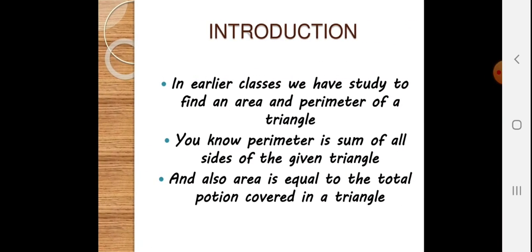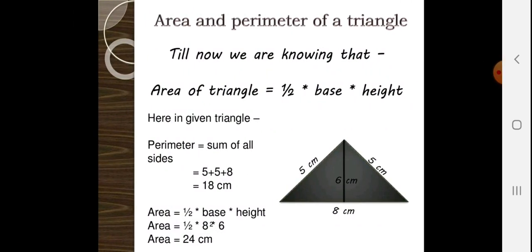Now let me give you a brief introduction to this chapter 12 of class 9. In your earlier classes, you have studied how to find the area and perimeter of a triangle. You know that perimeter is the sum of all the sides of a given triangle. Also, area is the total portion covered by a triangle. Let's recap some of the ideas based on area and perimeter of a triangle.